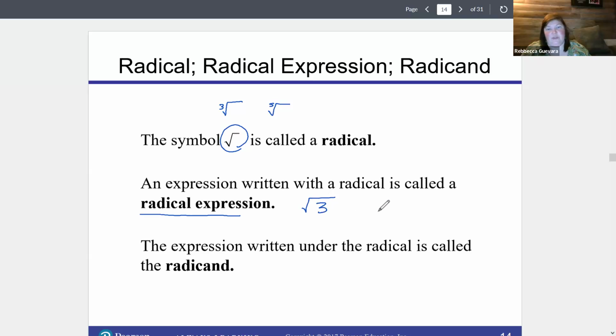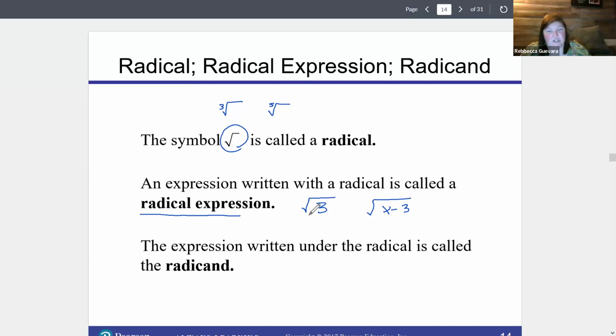That could be the square root of 3, or it could be 2 minus the square root of 3. There are radical expressions in both of those. You could have an equation in there as well.